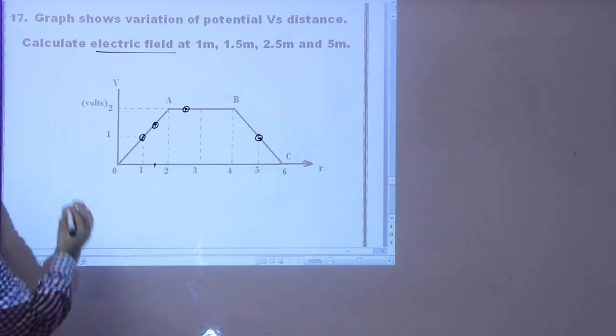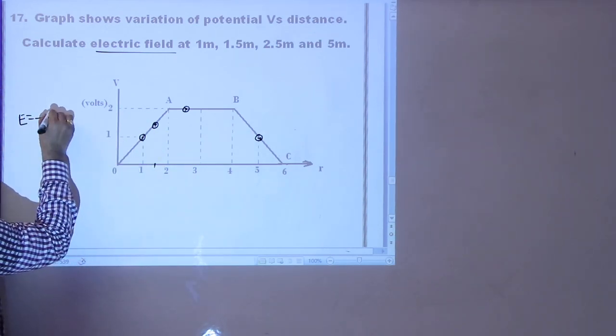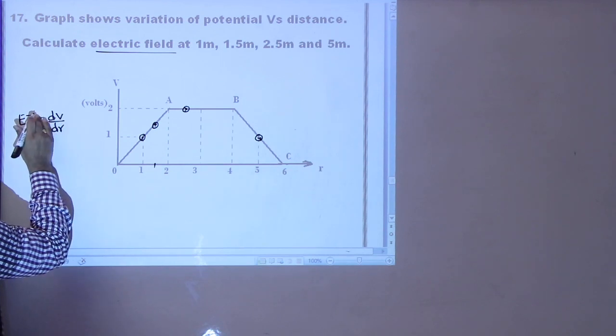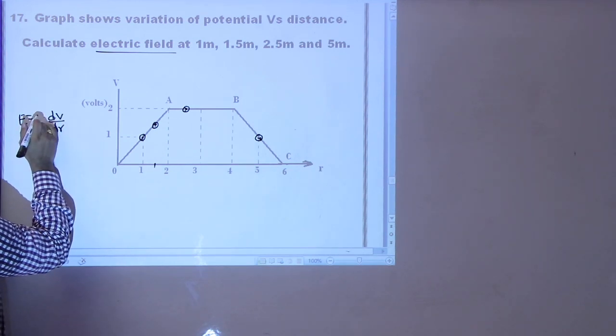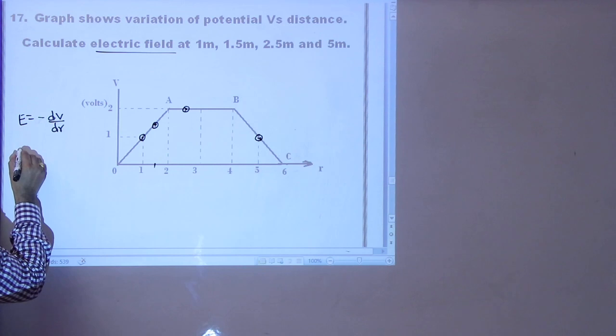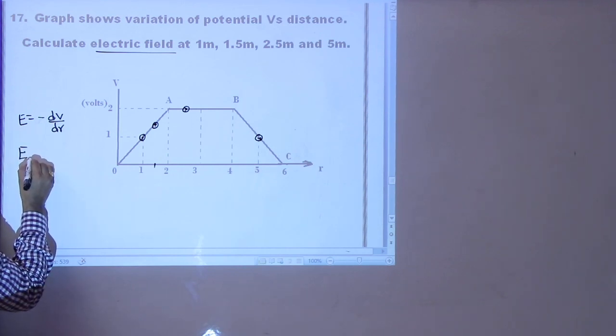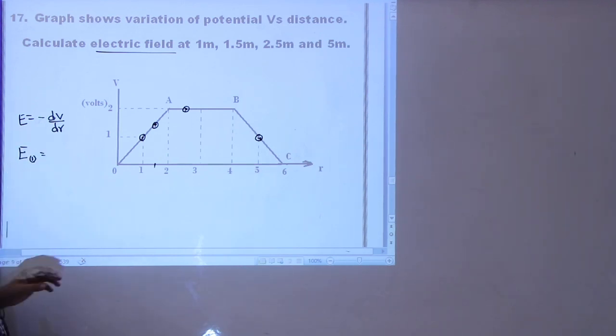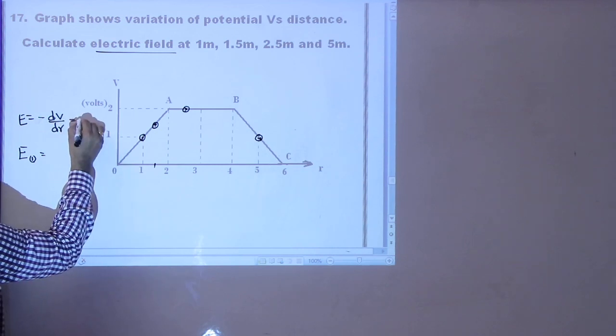So how to find out the electric field at this point? We know that E is equal to minus dV by dr for field. Relation between field and potential. So first I am finding electric field at 1 meter distance.